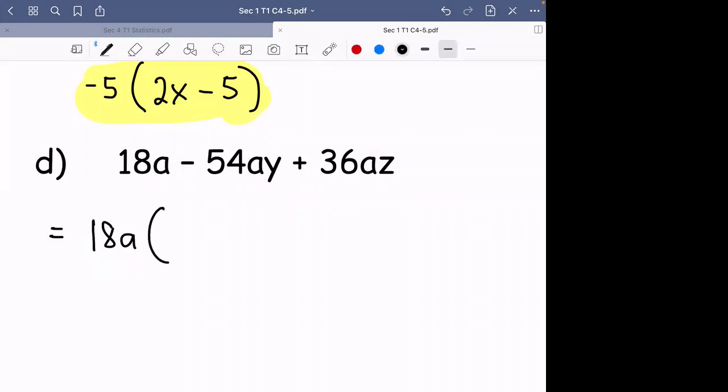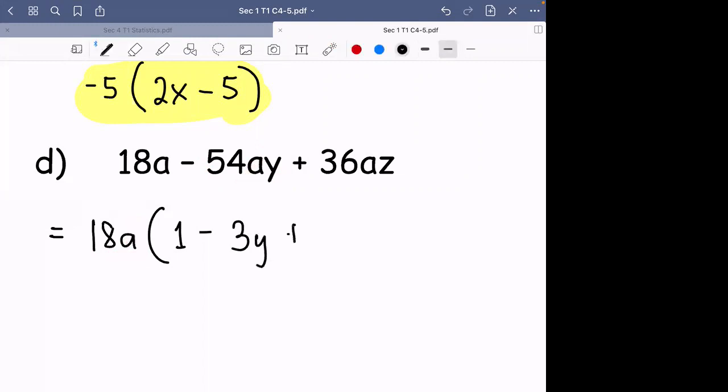So 18A divided by 18A, what do we get? 1. Then minus 54AY divided by 18A. Let's have the numbers first. 54 divided by 18 is 3. And then AY divided by A, what do you get? A is gone. So what's left? Y. So this is 3Y.